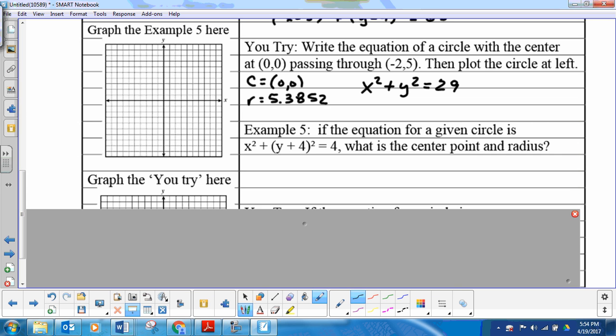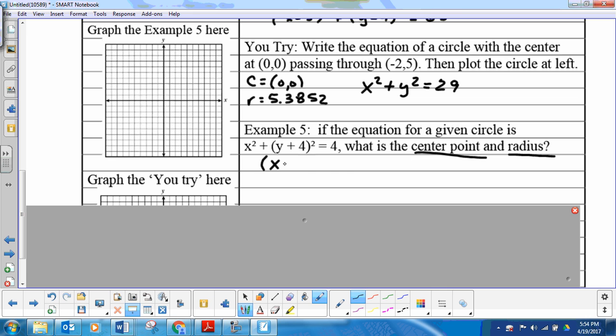So here we are now moving into sort of backtracking. This situation says that the equation of a circle is as shown, x squared plus y plus 4 squared is equal to 4. What is the center point and the radius? So we've got to figure out those two things, where before they've given us those, or we've been able to use the distance formula to come up with the radius. Now we are trying to actually determine what they are based on the equation given. So again, back to our equation, x minus h squared plus y minus k squared is equal to r squared.